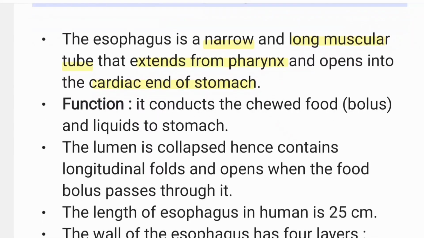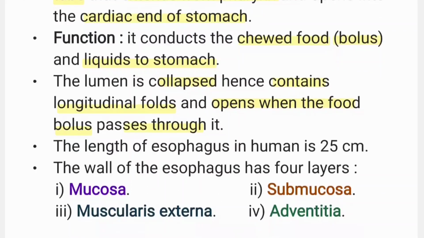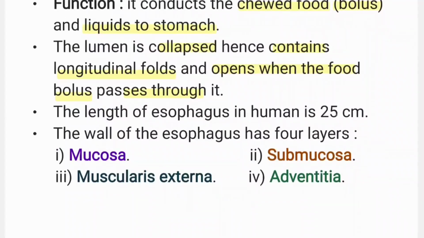Now the function of the esophagus is that it conducts the chewed food, that is the bolus, and liquids into the stomach. The lumen is collapsed and hence it contains longitudinal folds, and it opens when the food bolus passes through it. So only when the food passes through does the lumen open. The length of the esophagus in humans is about 25 centimeters.